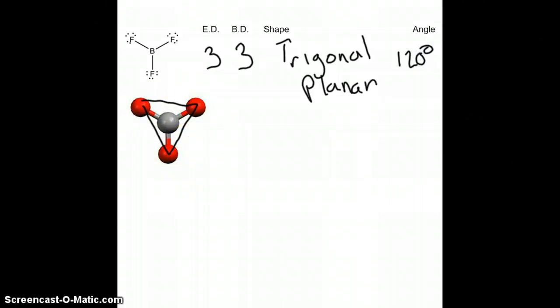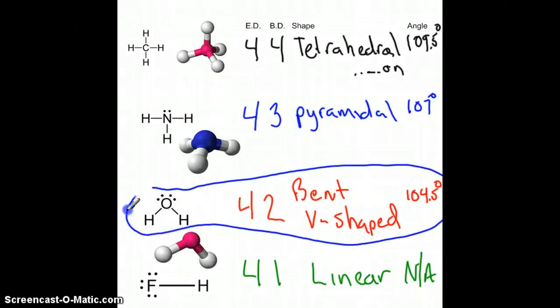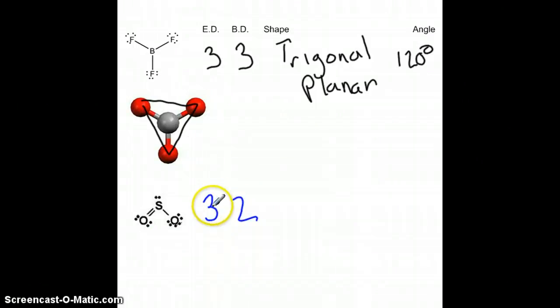Now what if we go down to the next one? Well, you can see a pattern emerging here. So instead of 3 and 3, now we're going to do 3 and 2. So this is 3 electron domains, 2 of which are bonding. And this looks almost exactly like the previous one here. It looks almost like this, right? Looks like that, except now we only have 3 electron domains and 2 bonding domains.